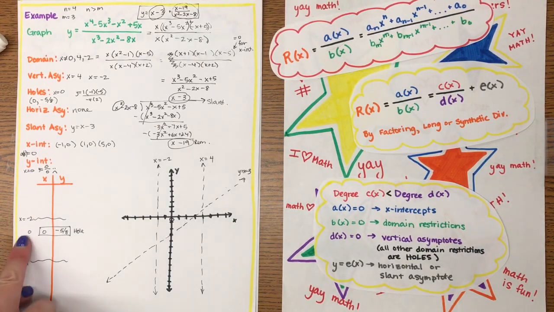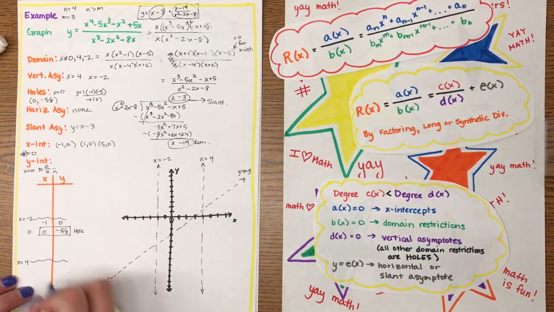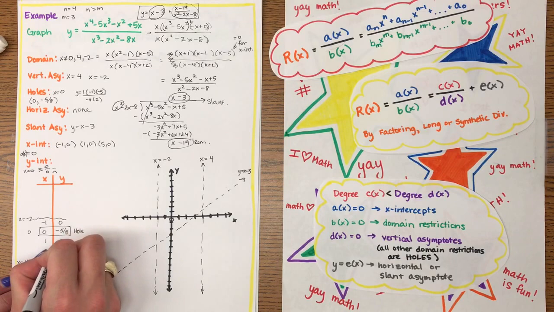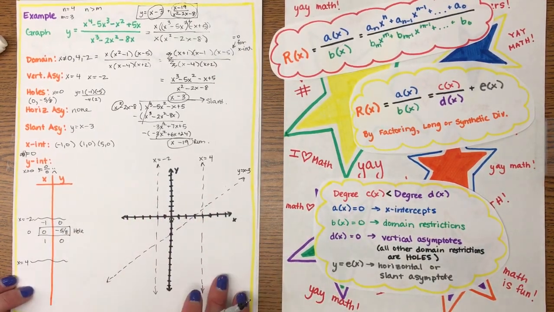I like to do an open circle next to it, and I like to box it and write the word hole. I really like to make sure that I know that that is a hole, that there's a missing point there. I know I have the point (-1, 0), and I know I have the point (1, 0). So I technically have enough points, but I don't really feel confident.